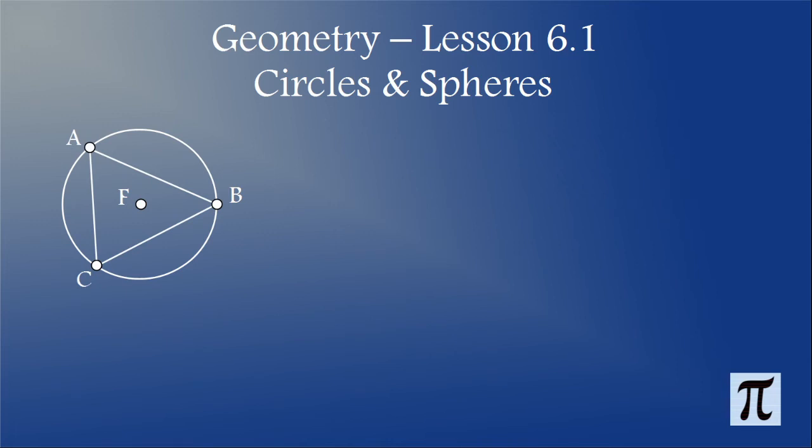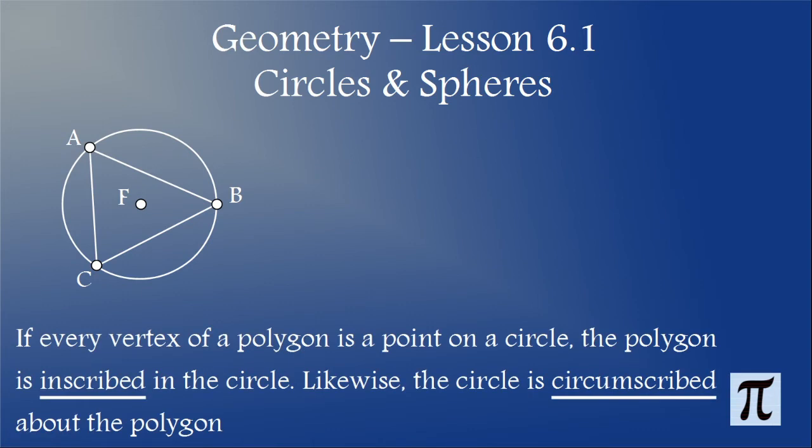So here we have circle F with 3 points, A, B, and C. We've created a polygon, in this case a triangle. If every vertex of a polygon is a point on the circle, like we have here, the polygon is inscribed in the circle. Likewise, the circle is circumscribed about the polygon.